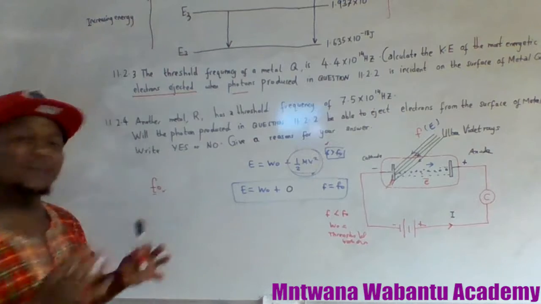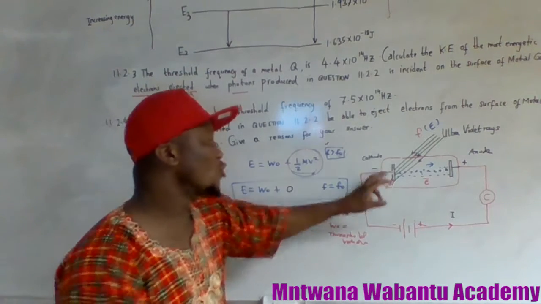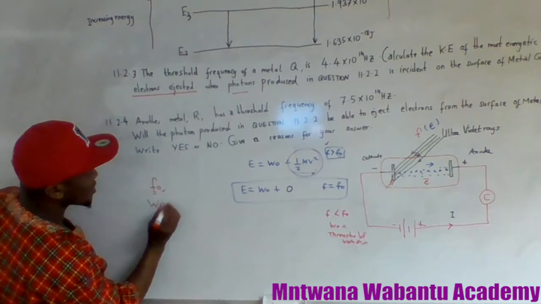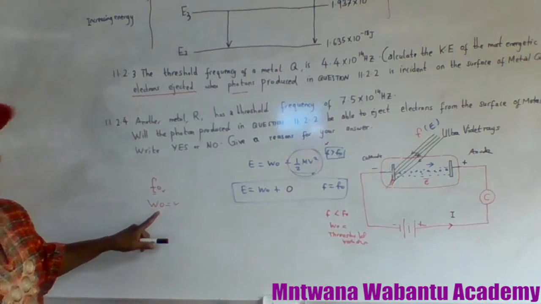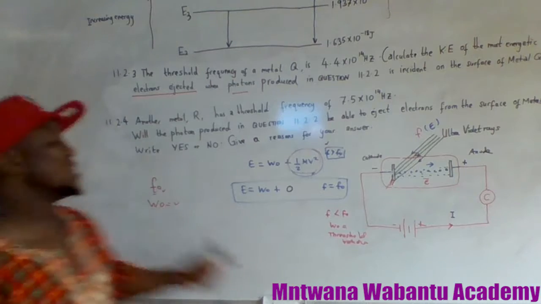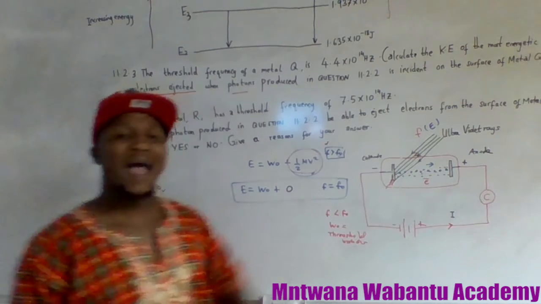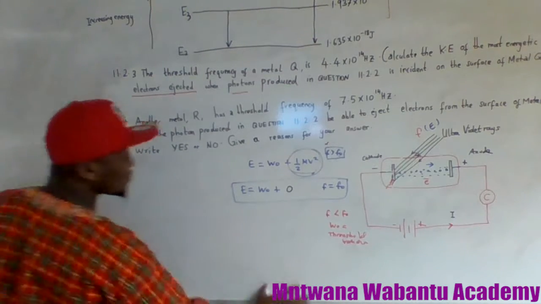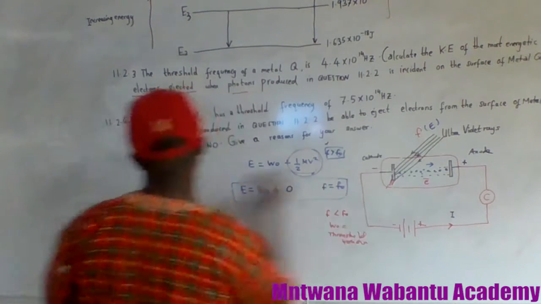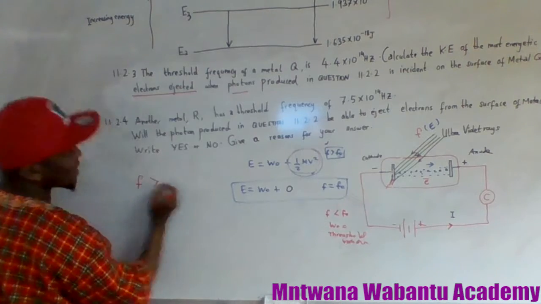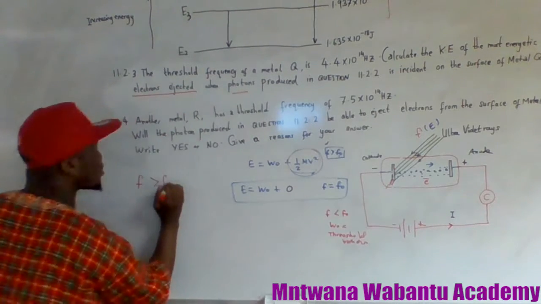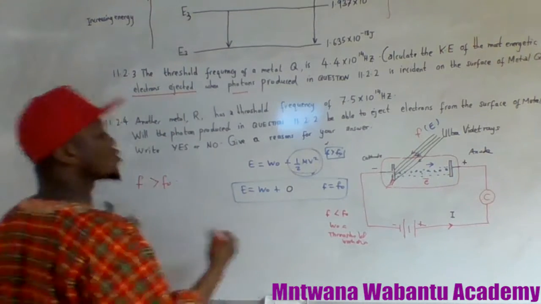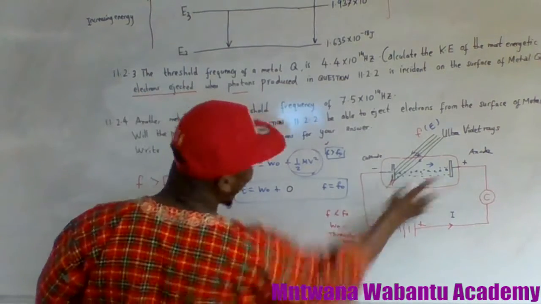Or you say this is a minimum frequency that you need to emit the electron toward the anode. This W naught we call the threshold work done. This is the minimum work done we need so that the electron can be emitted from the cathode to the anode. So now, if the frequency which is coming is greater than the threshold frequency of the metal, obviously the electron is going to be emitted from the cathode to the anode.